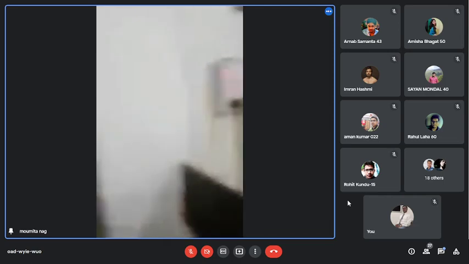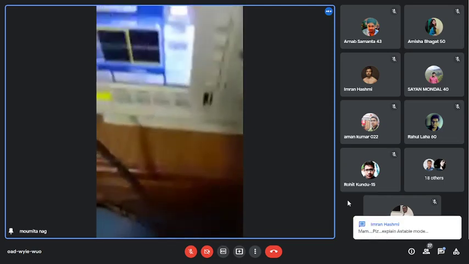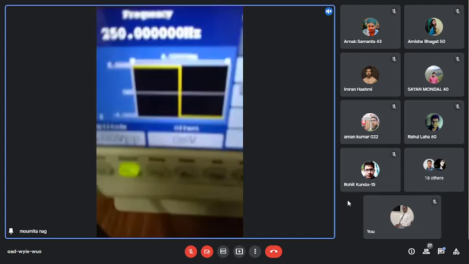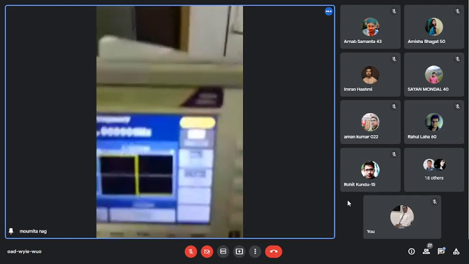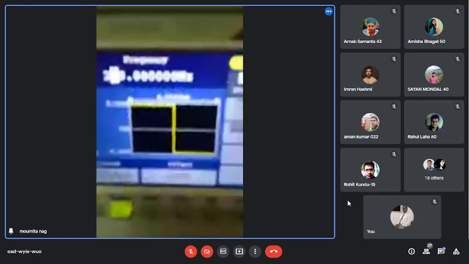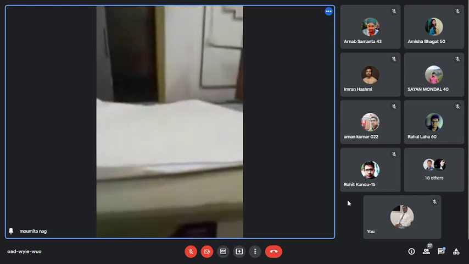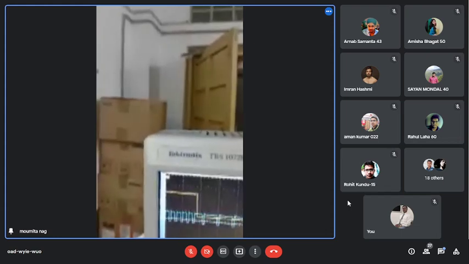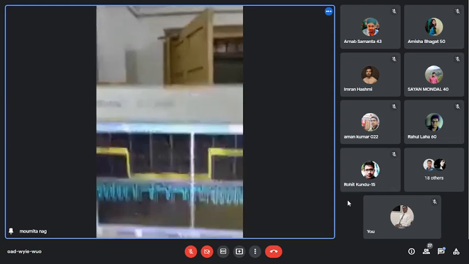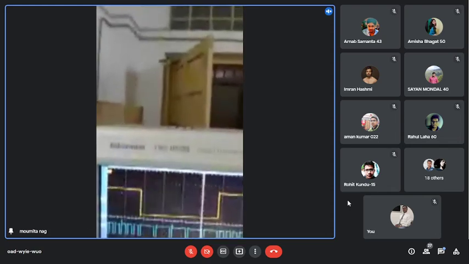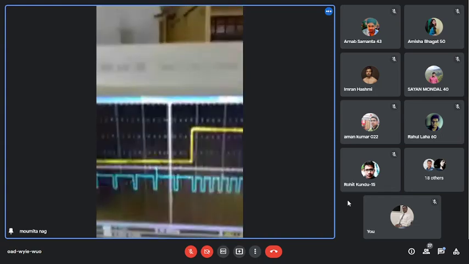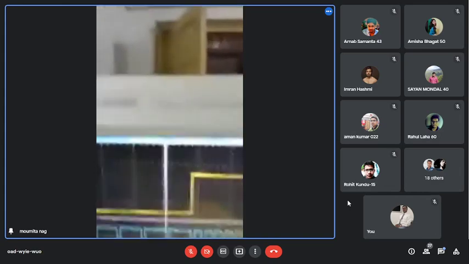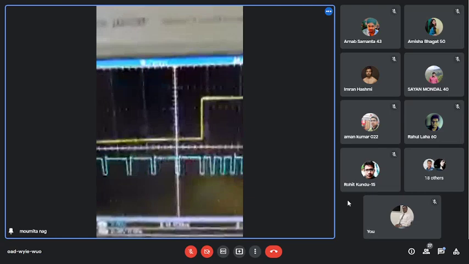Okay, so this is the carrier signal. Now I am giving the message signal from the function generator here. See, I have given one square wave. Its frequency is 250 Hertz and amplitude is 10 volt peak to peak. See the upper one, the yellow one. This is the message signal and the blue one is the FSK output. See how the carrier is changing between two frequencies.